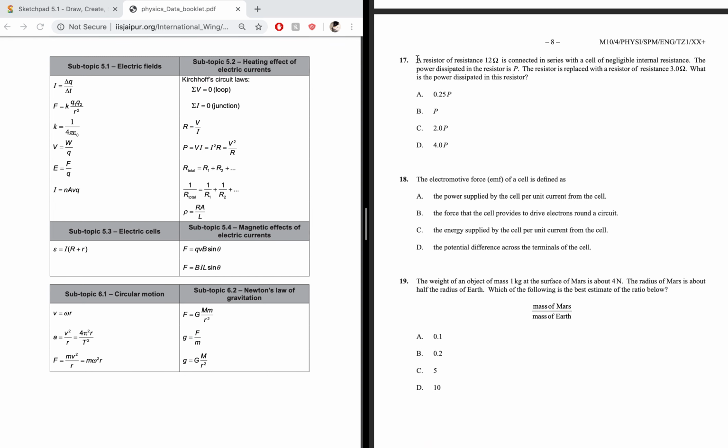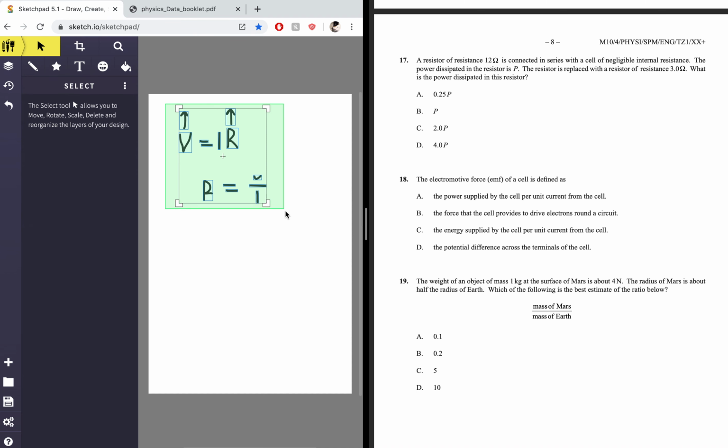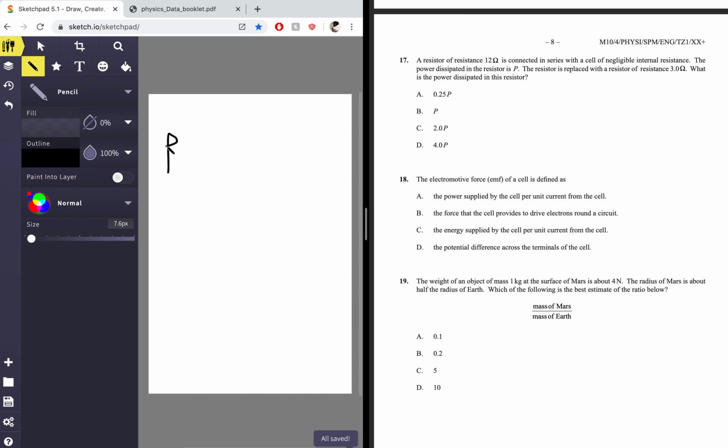So now we have a resistor of resistance 12 ohms connected in series with a cell of negligible internal resistance. The power dissipated in the resistor is P. The resistor is replaced with a resistor of resistance 3 ohms. What is the power dissipated in this resistor? Okay, so we can look at this formula right here. P equals V squared over R. I'm going to write that down.